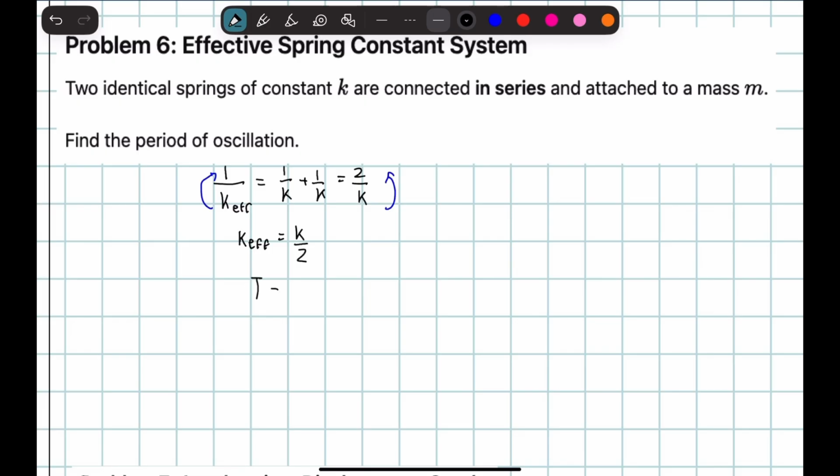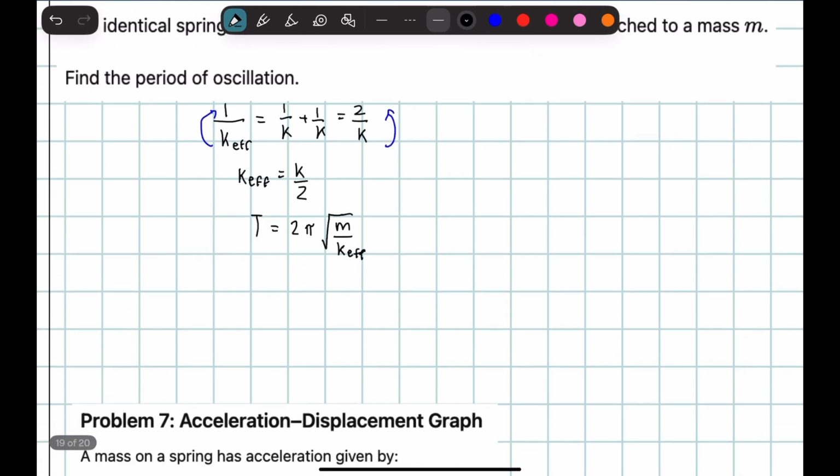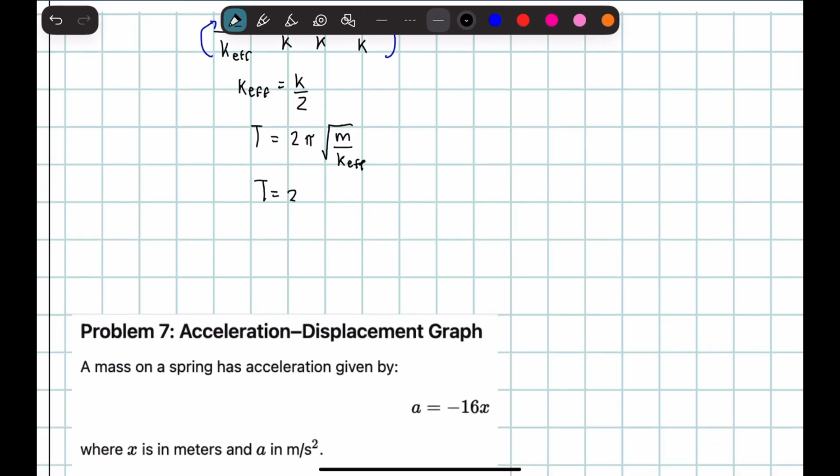Now to find the period, that is equal to 2 pi times the root of m over k effective. Therefore, T is going to equal 2 pi times the root of 2m divided by k. That's going to be root 2 times 2 pi root m over k. And T is going to equal root 2 times T single.